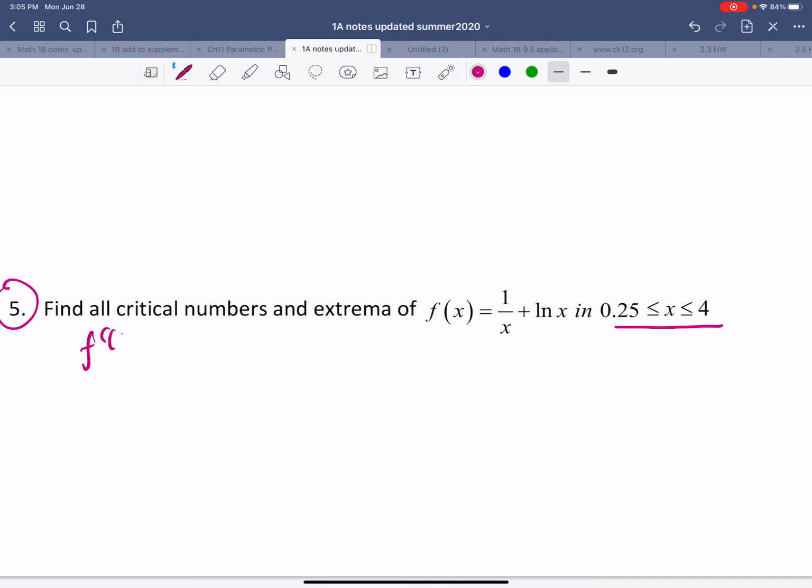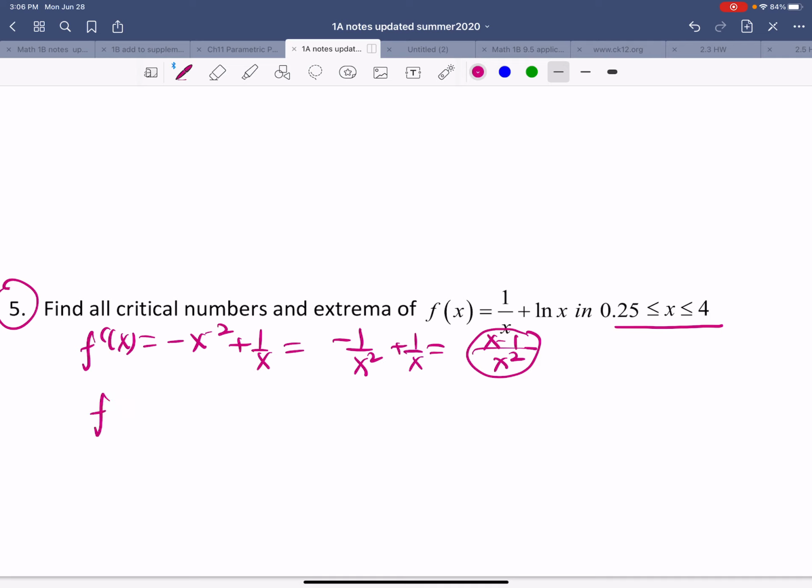Okay, let's go ahead and find the derivative f prime of x, which is negative x to the power -2 plus 1 over x, which gives me -1 over x squared plus 1 over x. Cleaning up, over x squared, -1 plus x, or x minus 1 in the numerator. So this is my derivative.